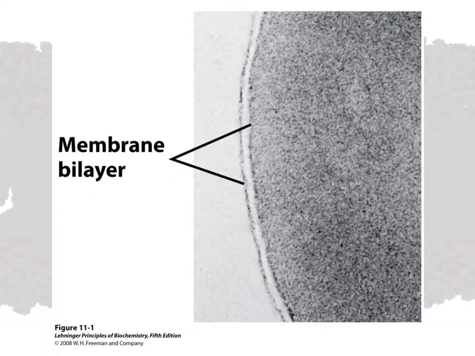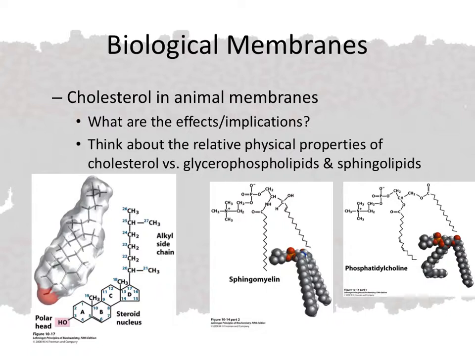Sometimes you can see this on a micrograph, like an electron microscope. So here we can clearly see the lipid head groups, the aqueous environment, and then we have the hydrophobic, relatively non-dense intermembrane region. Okay, so now let's start talking about the biological membranes and the effects of cholesterol.